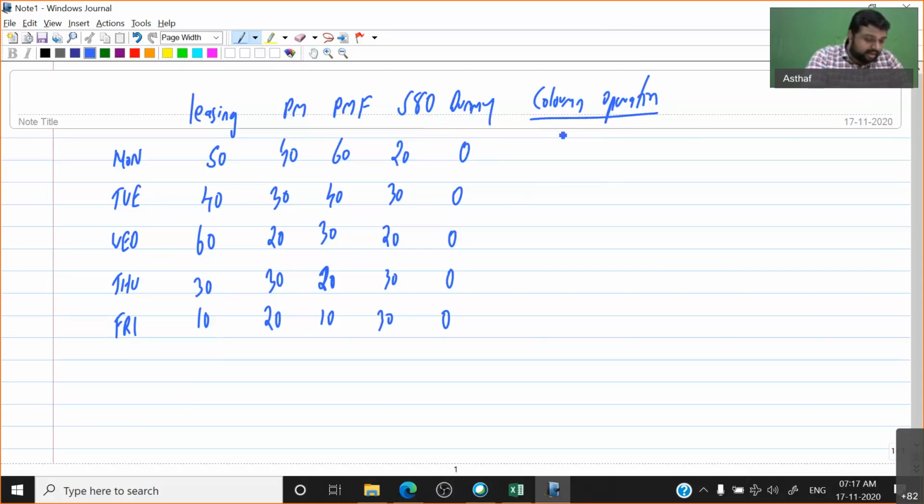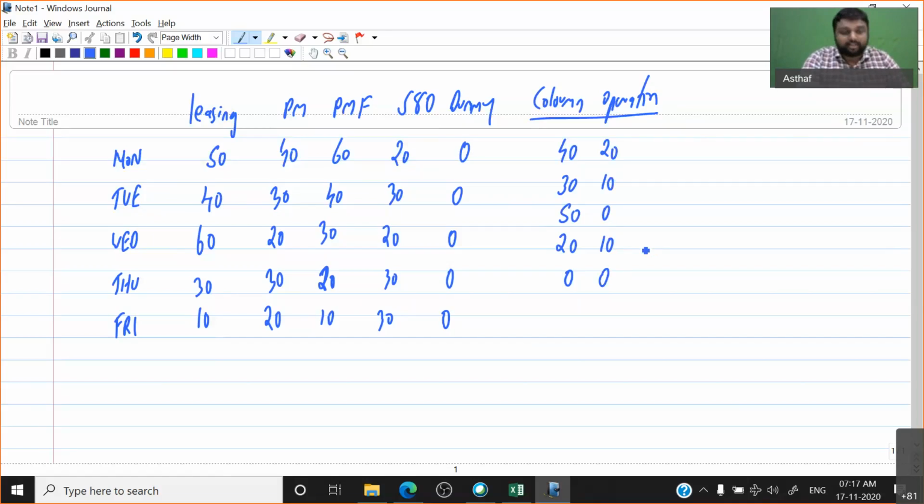So 50 minus 10, we will get 40. 40 minus 10, we will get 30. 60 minus 10, we will get 50. 30 minus 10, we will get 20. 10 minus 10, we will get 0. Now, tell me, what about the next column? The least is 20. So 40 minus 20, we will get 20. 30 minus 20, we will get 10. 20 minus 20, we will get 0. 30 minus 20, we will get 10. 20 minus 20, we will get 0.